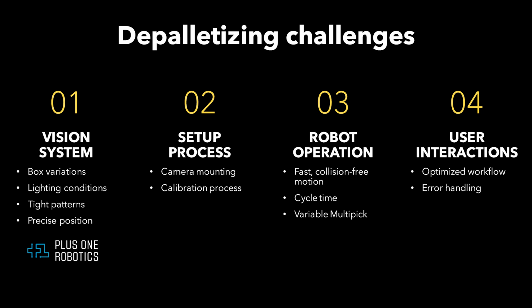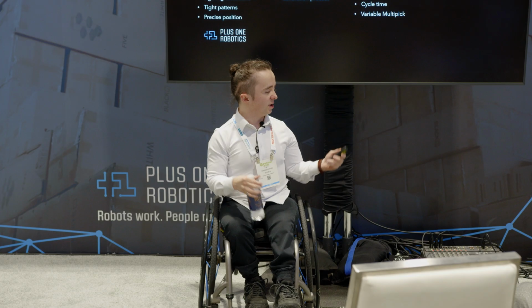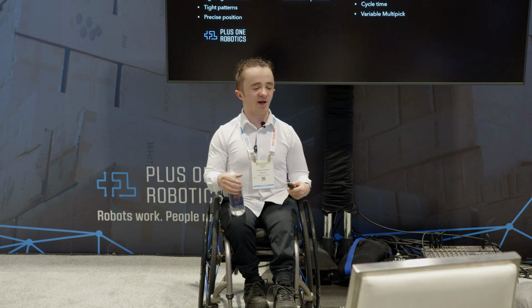But one last feature that was very important to us was the variable multi-pick. What I mean by that is that we want to be able to pick either 1 or 2 boxes at a time, because it obviously multiplies the number of boxes you can handle per hour. That's very, very important for us. We've had that for a long time in palletizing, and it was important to also have it in depalletizing.